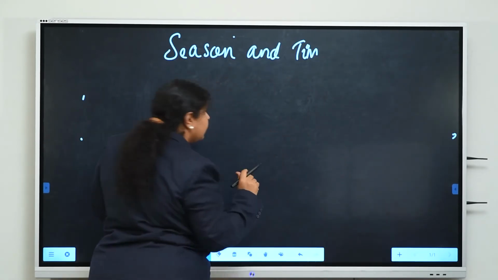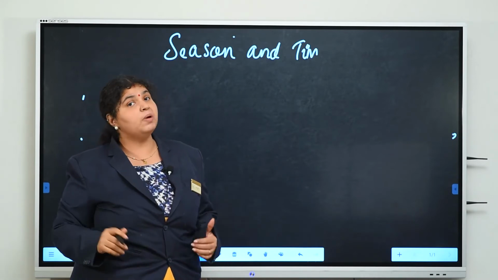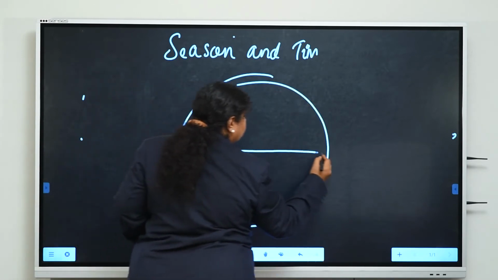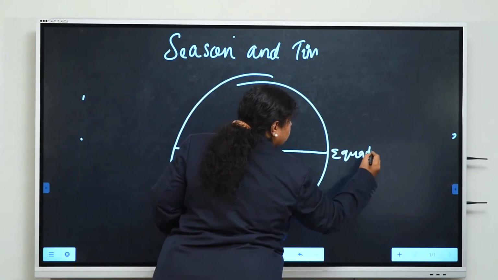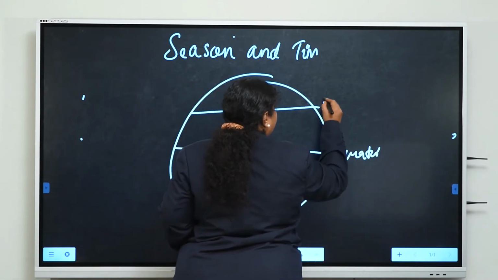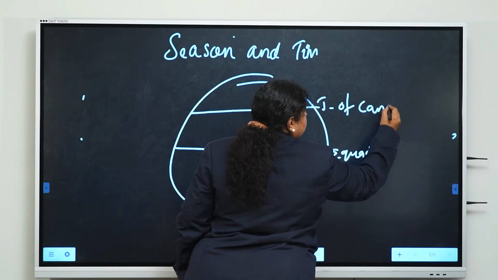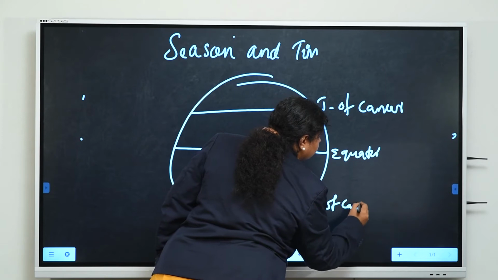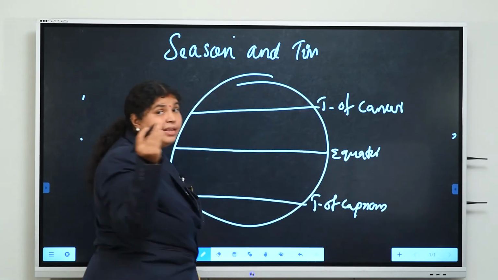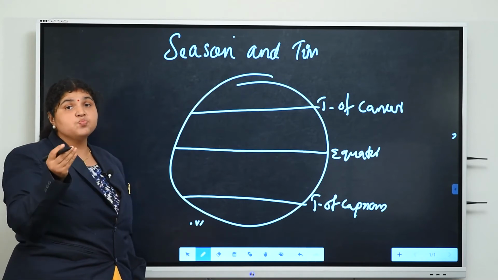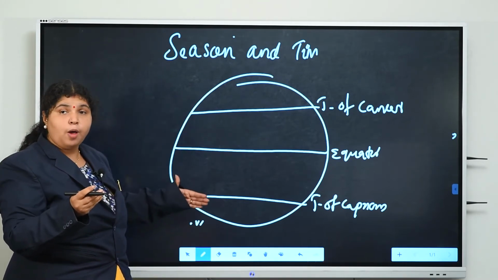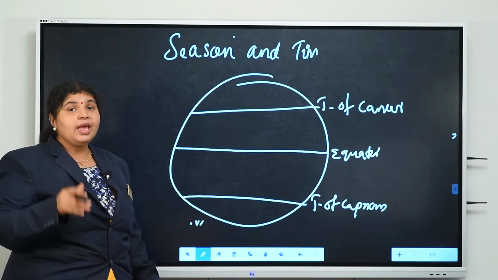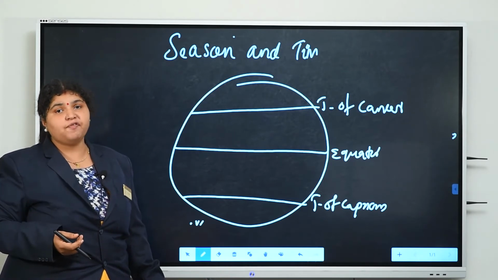See my dear students, here we want to learn more about the movement of sun. This is the Earth, Equator, Tropic of Cancer and Tropic of Capricorn. We just learned that the sun is moving between these two tropics, Tropic of Cancer and Tropic of Capricorn. Here we are going to learn more about the movement of sun.